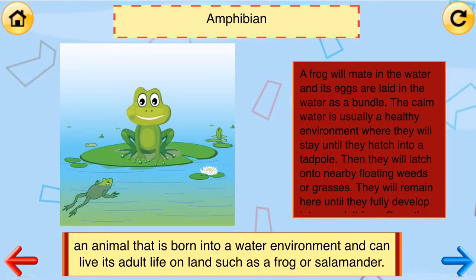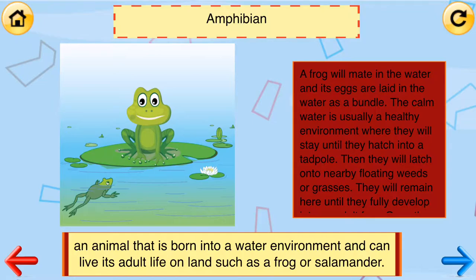Amphibian. An animal that is born into a water environment and can live its adult life on land, such as a frog or salamander. A frog will mate in the water and its eggs are laid in the water as a bundle.